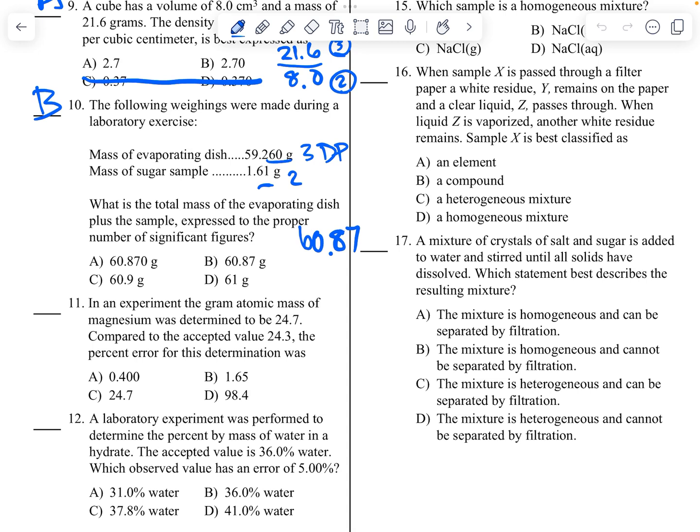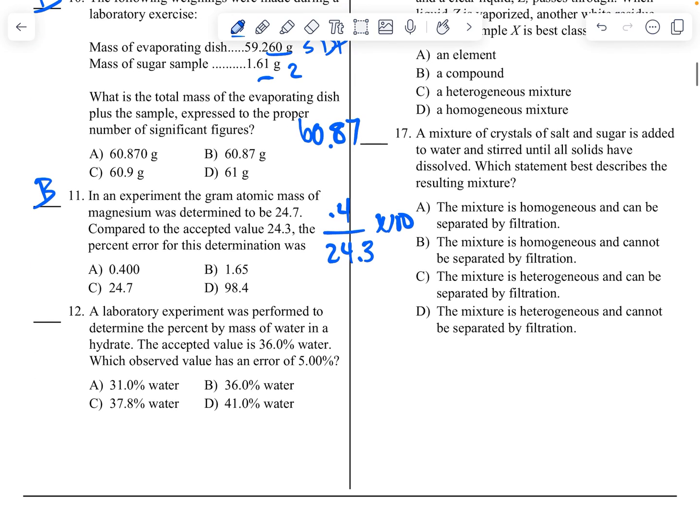So I'm going to say 24.7 minus 24.3 is going to be 0.4, and that's going to be divided by your accepted, which is 24.3 times 100. So let me do that. And I get 1.646, which is 1.65%.